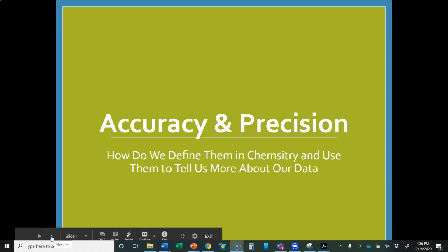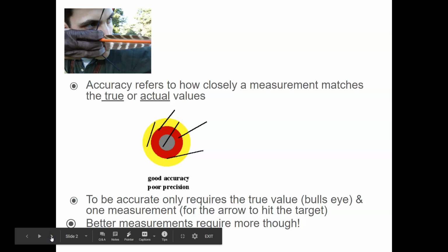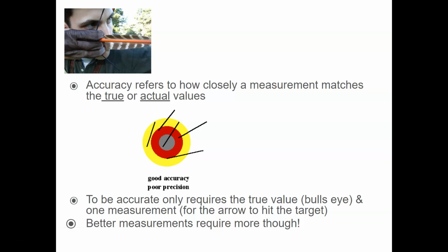Hello, young people. Today we're going to be talking about accuracy and precision and how we define them in chemistry so that we can use them. By the way, chemistry is spelled wrong in this. That's not good. So accuracy refers to how closely a measurement matches the true or actual value that we know.